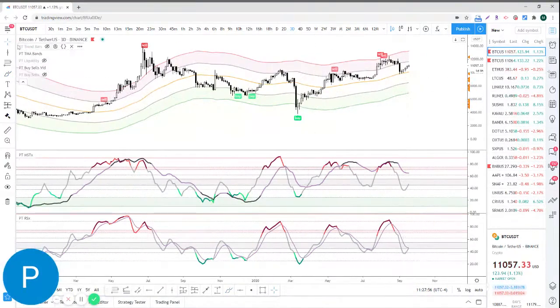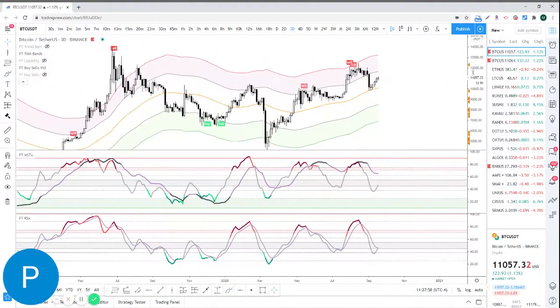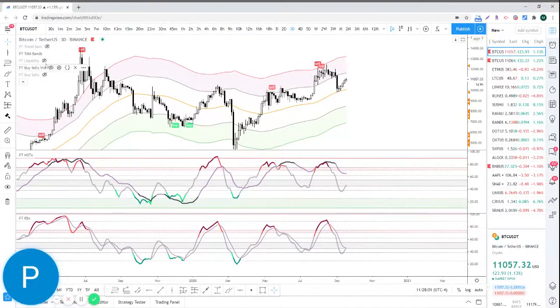Right? So anyway, look where the 3 hour bounced beautifully off the equilibrium. So this is why I think that 11.6 is going to get hit. I'm giving you guys my sauce.